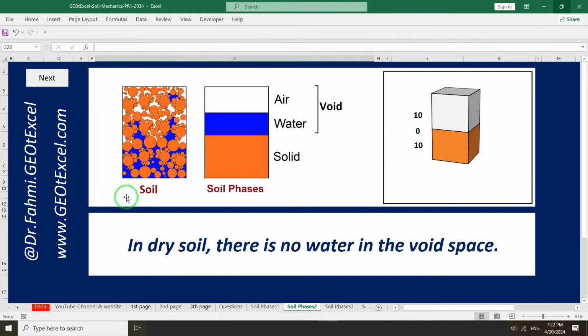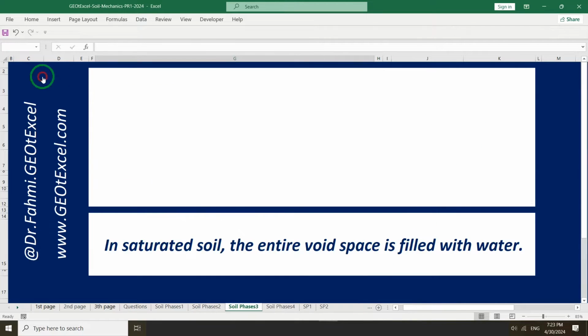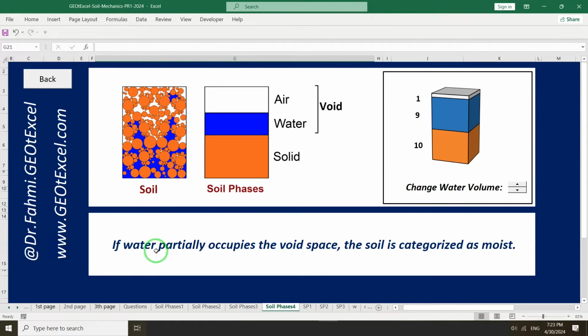Next. In dry soil, there is no water in the void space. In saturated soil, the entire void space is filled with water. If water partially occupies the void space, the soil is categorized as moist.